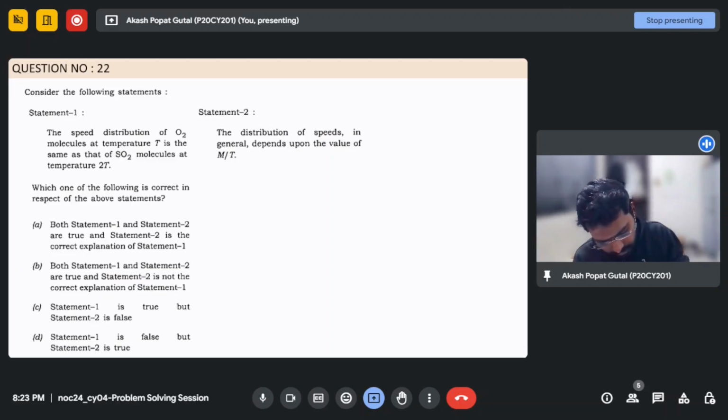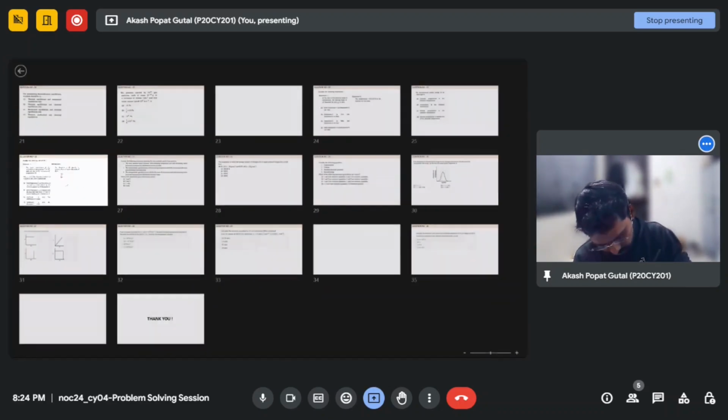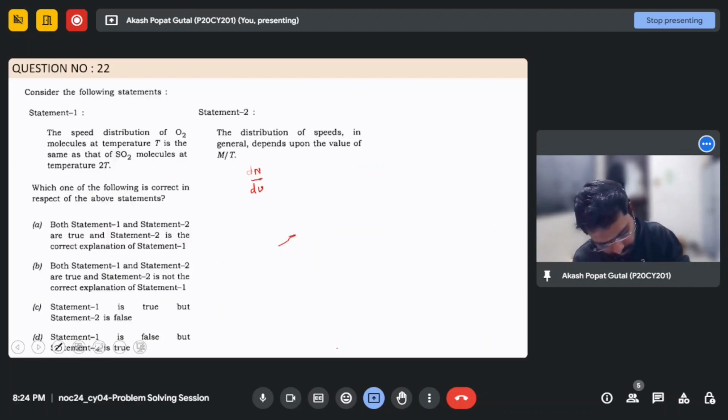So we know the Maxwell-Boltzmann distribution as (1/n) dn/dv is equal to square root of m by 2 pi kB T into e raised to minus m v square by 2 kB T.